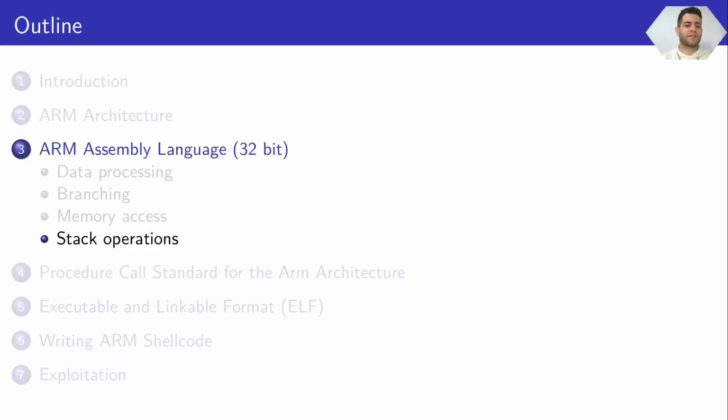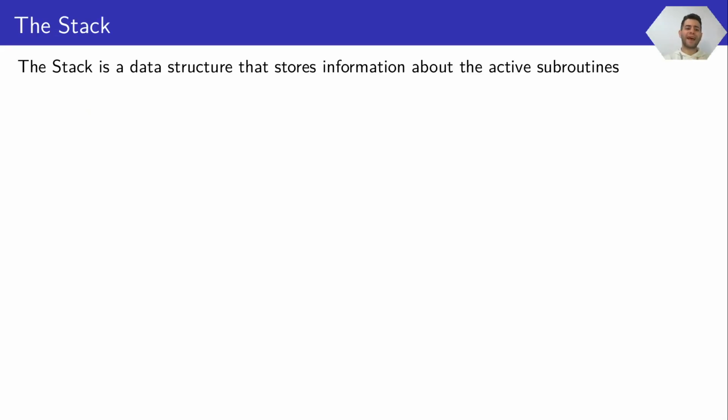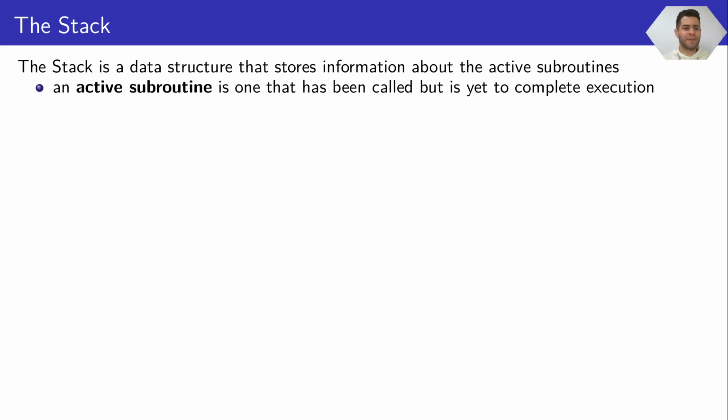Stack operations is the last part of part 3. In this subsection, we will discuss all the instructions that help manage the stack. So the stack is the data structure that helps manage the active functions that exist at a certain moment during the execution of a program. So what does it mean?